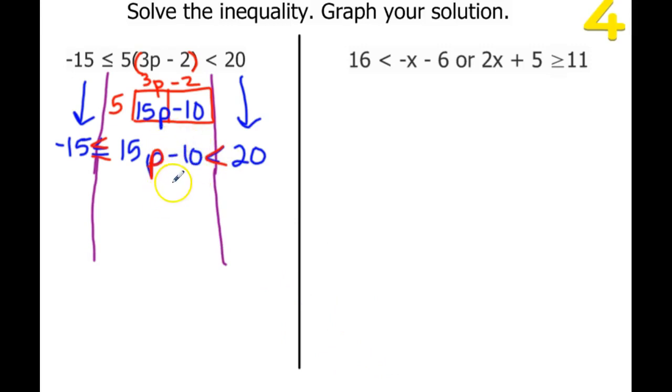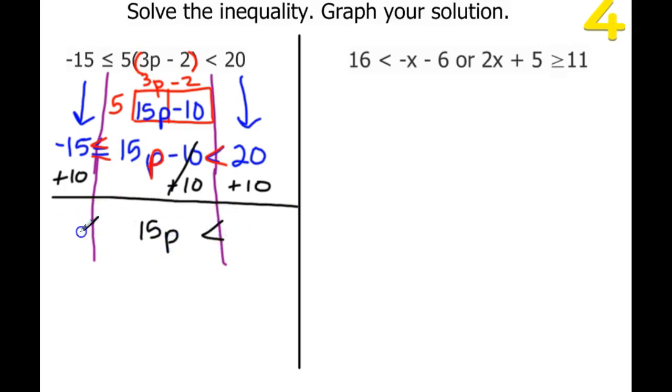So just like before, get rid of addition and subtraction first. I'm going to add 10. So those eliminate, and I'm left with 15p. Negative 15 plus 10, there's still more negatives. 15 minus 10, since we're different signs here, subtract, gives us a negative 5. 20 plus 10 is 30.